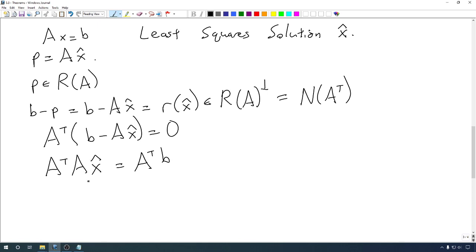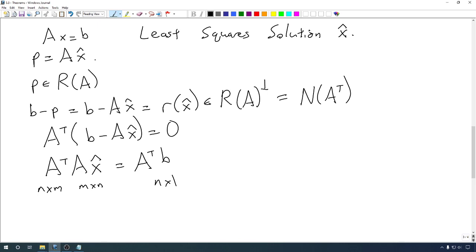And note that an interesting thing has happened here. By taking A transpose times A, this is the product of an n by m matrix and an m by n matrix. This is now a square n by n matrix. Over here, we have an n by 1 column vector, because we have an n by m times an m by 1. So we've taken our overdetermined system and changed it into a square system. That makes it a little bit easier to solve.